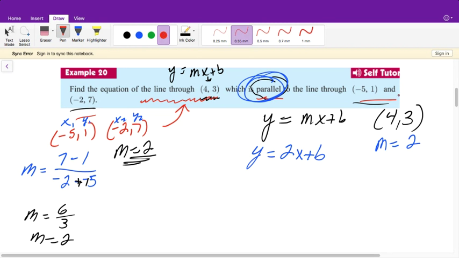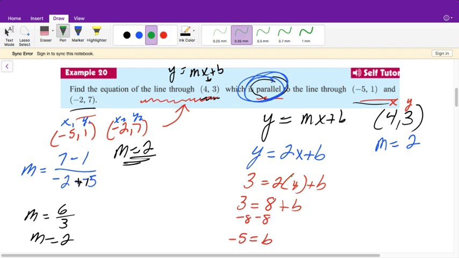All right, now I can say that this is equal to x and this is equal to y. So 3 is equal to 2 times 4 plus b. 3 is equal to 8 plus b. Subtract the 8. -5 is equal to b. So now I know that the equation that is parallel to these given points and passes through the point 4, 3 has to be y is equal to 2x minus 5.